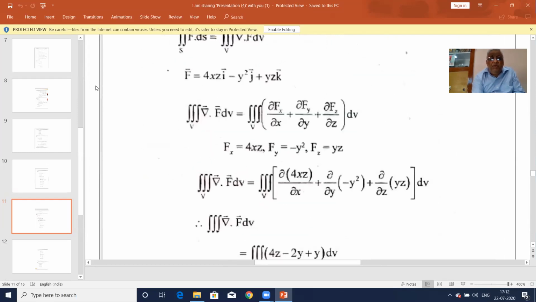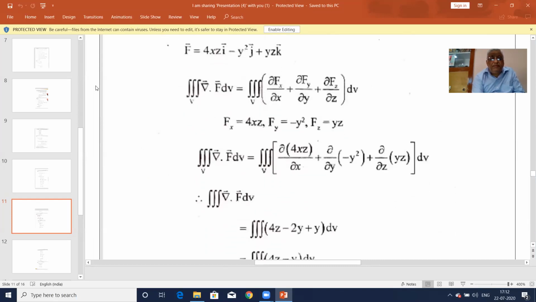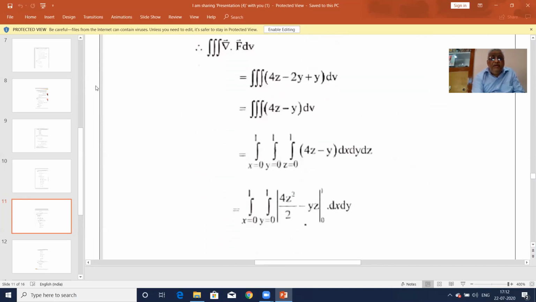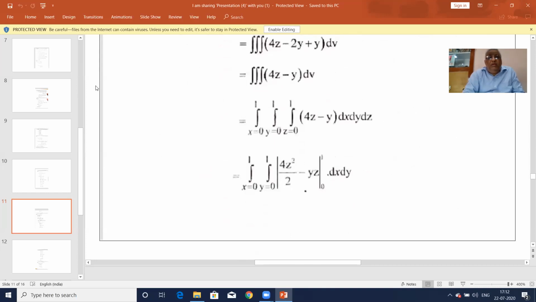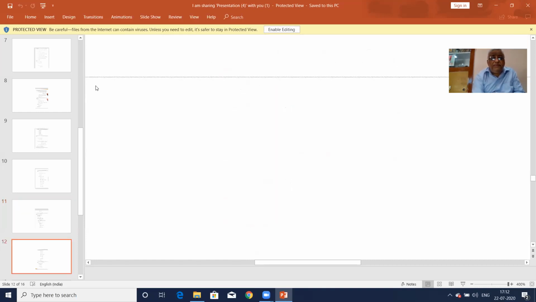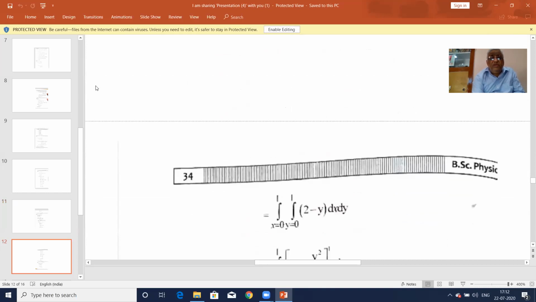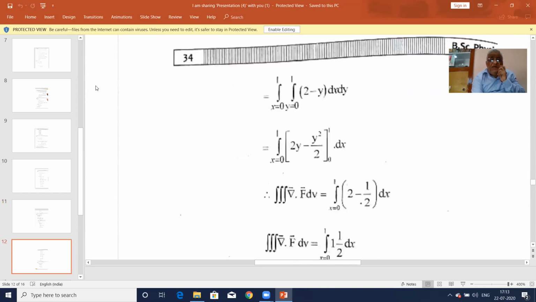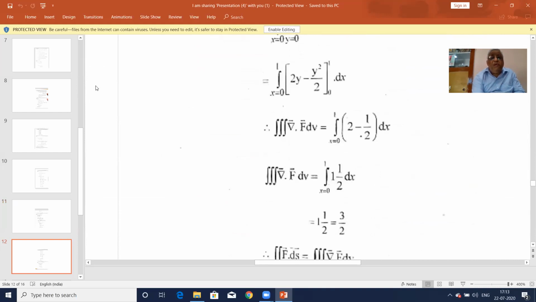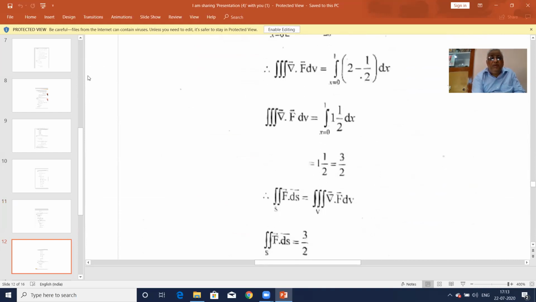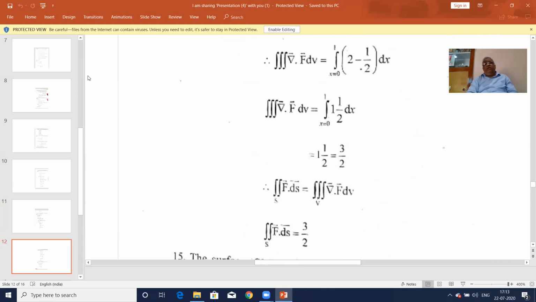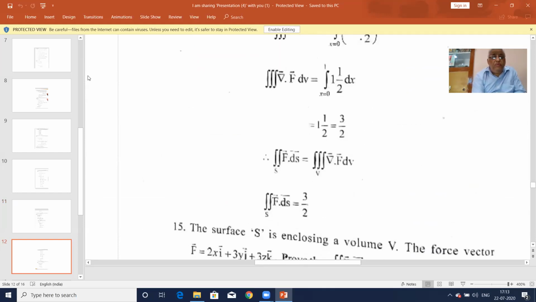We get to see the problem above. Integrate it. We get the values as: x is equal to 0 to 1, y, 4 z squared by 2 minus xy, 0 to 1, dx dy. To solve this, we get this divergence of F is equal to 3 by 2. So using the Gauss divergence theorem, you know the divergence, you find out the surface integral. So the surface integral of F dot dS is equal to 3 by 2.